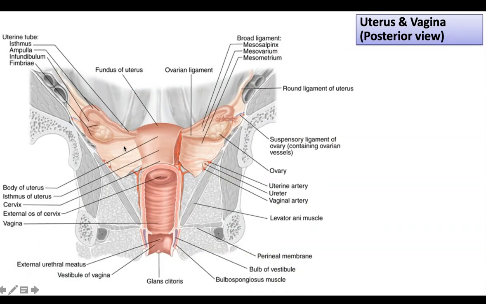And see here, this is the broad ligament of the uterus, and the broad ligament of the uterus contains the ovaries on its posterior aspect. This is the posterior view. And see the vagina, it has the vaginal orifice in the vestibule of the vagina, and the pelvic diaphragm muscle, the levator ani muscle, is attached on each side of the vagina, and this is the perineal membrane. So the external orifice of the vagina is outside the perineal membrane in the superficial perineal pouch.